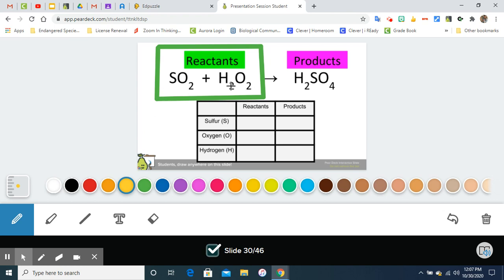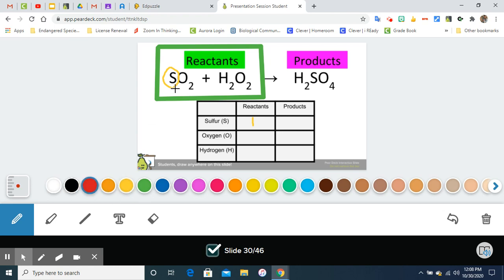I'm going to look through here and I see S is the symbol for sulfur, and I see that we have an S right here. I don't see any other S's on the reactant side. So we have a total of one sulfur atom on this side of the equation.